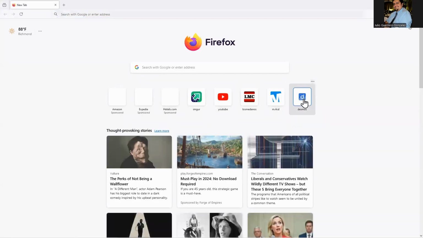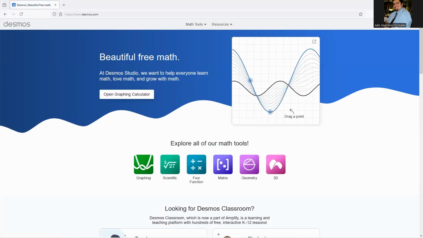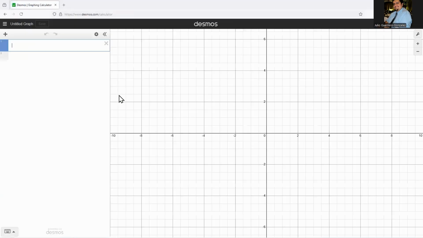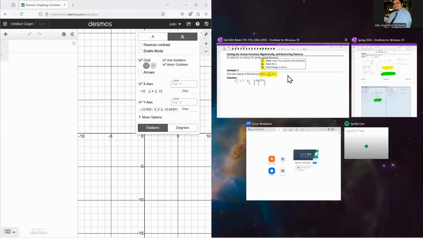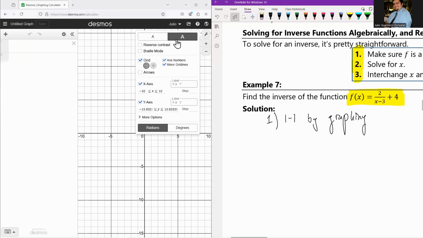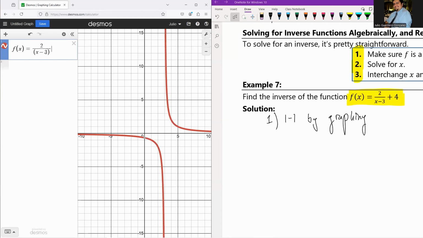I'm going to go to Desmos, to the graphing calculator. I'm going to do a double screen thing real quick. There we go. Okay, so type it in. F of x is equal to 2 divided by x minus 3, plus 4. All right, there we are.